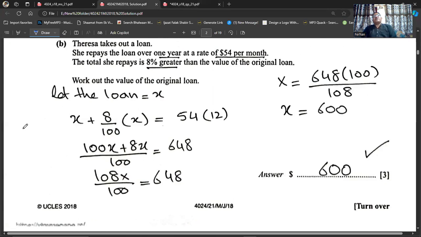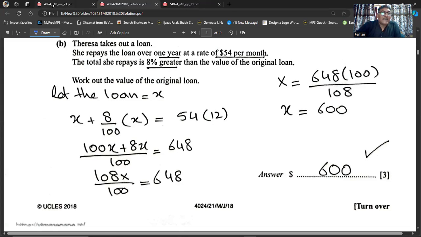Let the loan be equal to x. So x plus 8% of x is equal to 54 multiplied by 12. So I will take the LCM here. It will become 100x plus 8x, the whole thing divided by 100, is equal to 54 multiplied by 12. That is 648. So 108x divided by 100 is equal to 648. So x will be equal to 648 multiplied by 100 divided by 108, and that will be $600. So originally they have borrowed $600.